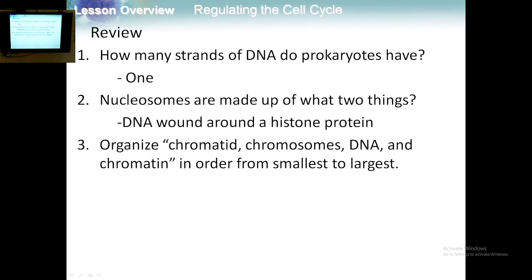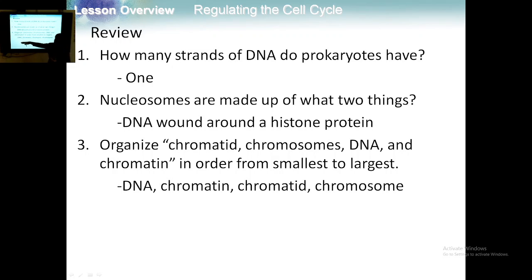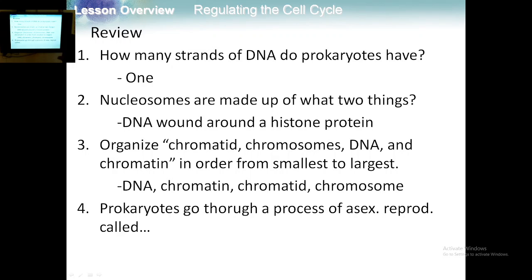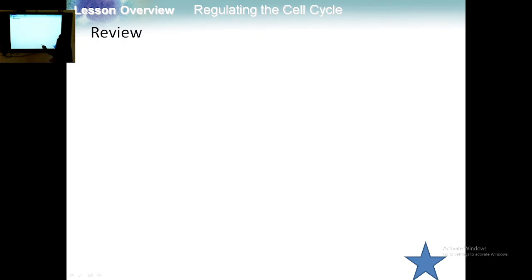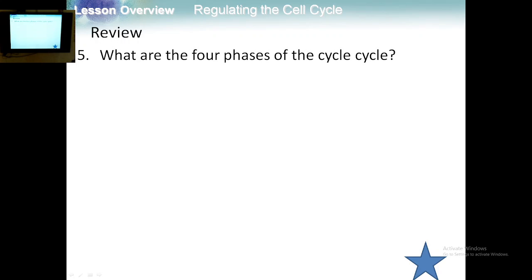Organize chromatids, chromosomes, DNA, and chromatin in order from smallest to largest. So we need to organize these components from the smallest to the largest, which is, yes, DNA is the smallest, then we have the chromatin, chromatid, and chromosome. Number 4, prokaryotes go through a process of asexual reproduction called what? Binary fission, that's correct. Number 5, what are the 4 phases of the cell cycle? G1, S, G2, and M.